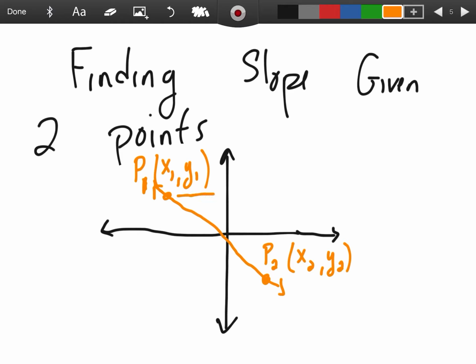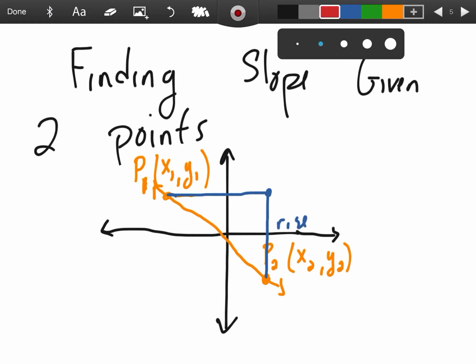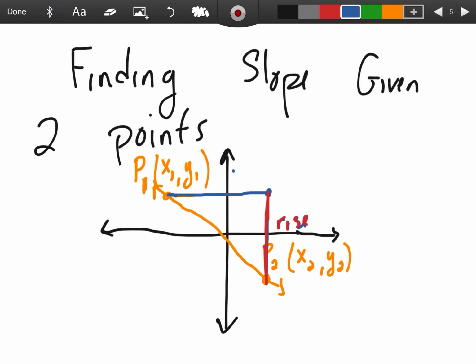Well, as I go, let's use a different color. Let's use blue here to show. As I go to the right, that's my run. That's my run distance. And then from here down, that's going to be my rise distance. So this here is my rise, and actually I'll do that in red. Let's do rise in red. And in blue, this here is my run. All right, well, what is the rise? How can I find the rise using this?